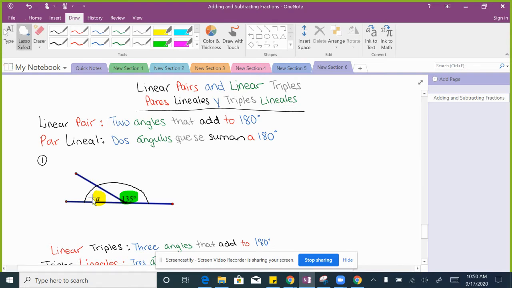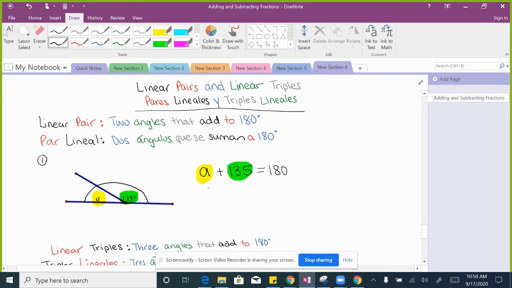Example 1, we have two angles that form 180 degrees. Ejemplo 1, tenemos dos ángulos que se forman a 180 grados. The first angle is A. El primer ángulo es A. And the second angle is 135. Y el segundo ángulo es 135. These two angles add to 180 degrees. Esos ángulos se suman a 180 grados.